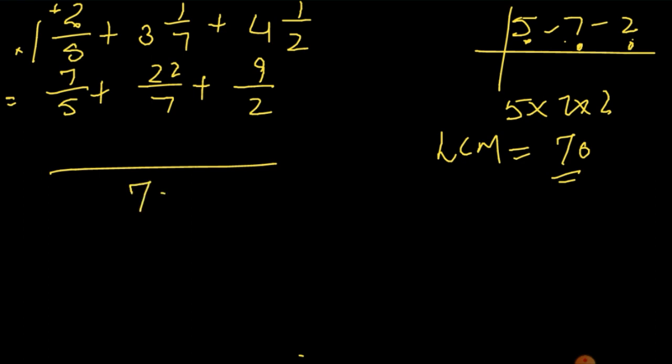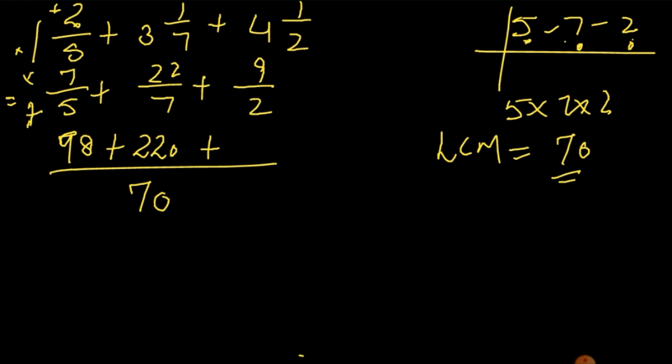Here the LCM is 70. So divide the LCM by the denominator, and whatever the answer is, multiply by the numerator. 70 divided by 5, it is 14. 14 sevens are 98. Those who know tables well, they will do it very quickly. 7 tens are 70.